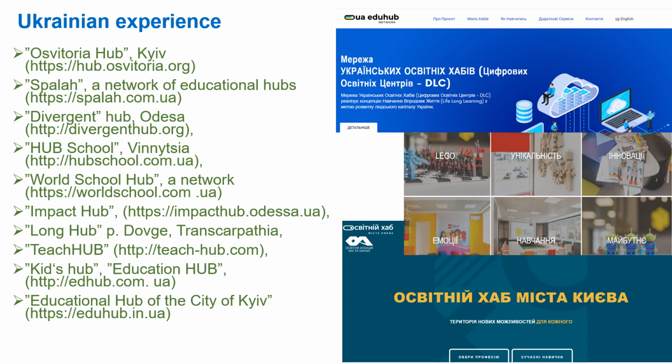In 2020, the Ministry of Digital Transformation of Ukraine initiated the creation of a network of digital education hubs across the country. These hubs were established in libraries and other public places and were equipped with computer and internet access. Educational institutions train teachers, carry out teacher training, and are involved in the process of creating hubs. The list of the hubs you can see on this slide.